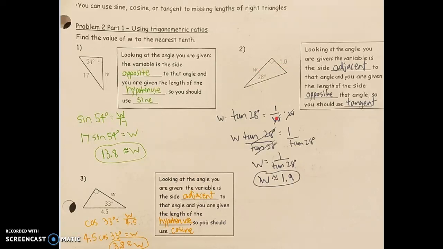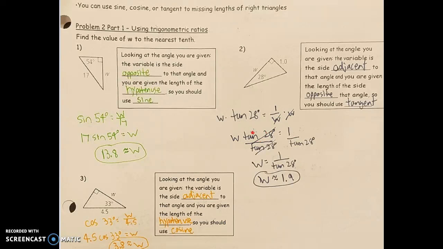And if I want to solve for W, what we have to remember here is that if it's on the denominator, I'm going to have to isolate so that W is by itself on the numerator. I can multiply both sides by W. That'll get this denominator to cancel. And I get W times the tangent of 28 degrees is equal to 1.